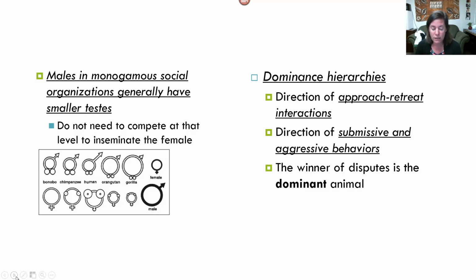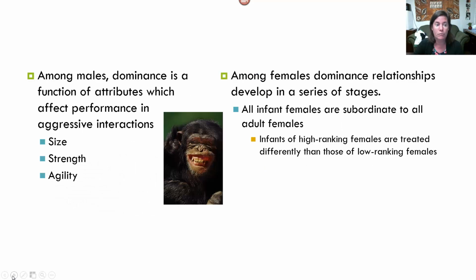Species in multi-male, multi-female groups are also likely to have very strong, detailed dominance hierarchies as a means of reducing tension. Dominance is generally measured in terms of the direction of approach-retreat interactions, so who's approaching and who retreats, as well as the direction of submissive and aggressive behaviors, who exhibits aggressive behaviors and who exhibits submissive behaviors in any interaction between two individuals within the group. The winner of the disputes is generally referred to as the dominant individual or the dominant animal.